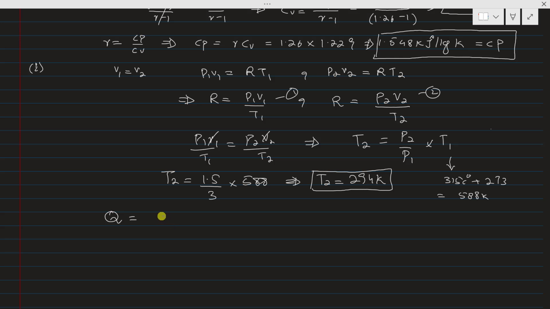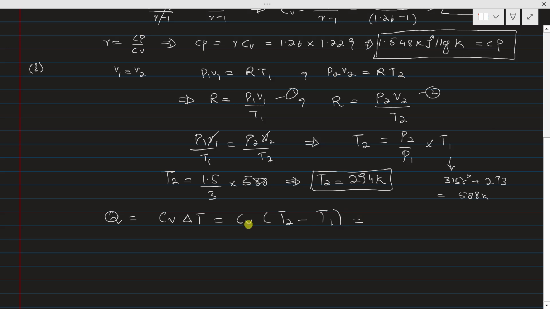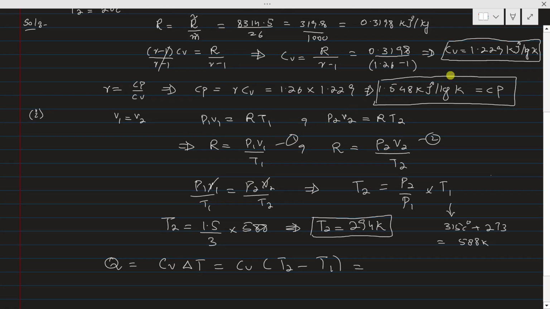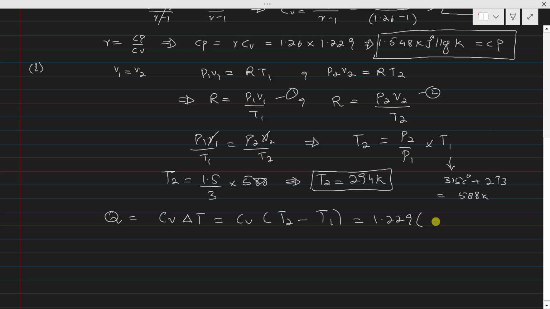It is equal to Cv times the change in temperature, and the change in temperature is T2 minus T1. What is the Cv value? It is determined here, you can see it is 1.229. T2 is 294, minus 588. After solving this, you will get the Q value, and it is minus 361. Remember, this negative sign means heat rejection.